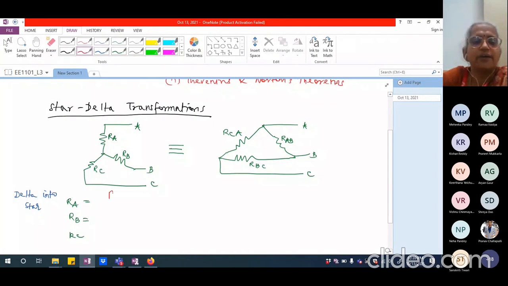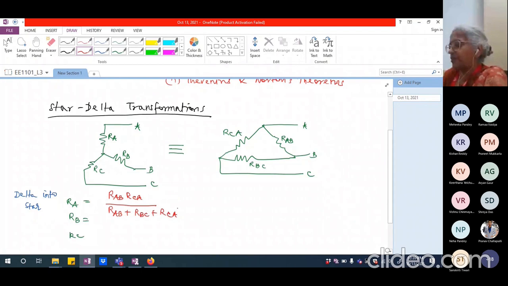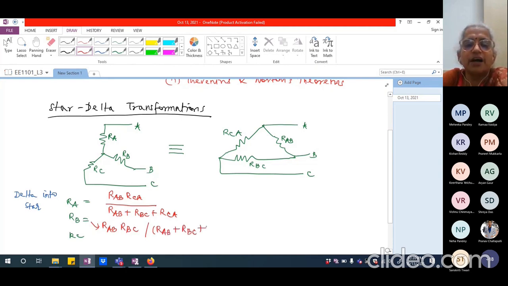So we derived this expression in the last class and we said that RA is going to be equal to RAB multiplied by RCA. Whichever involve A, those two come up here, divided by the summation of all the three resistances, RAB plus RBC plus RCA. Similarly, when I want to write RB, it should involve the two terms that involve B, which are RAB and RBC, divided by, again, RAB plus RBC plus RCA.